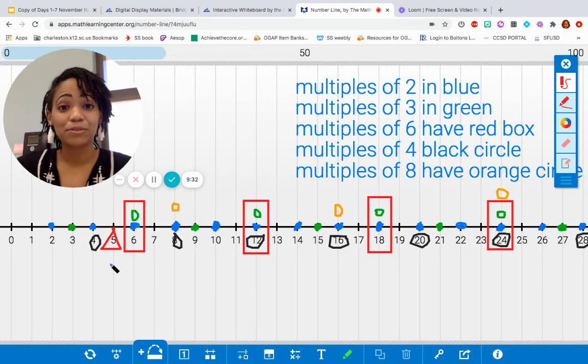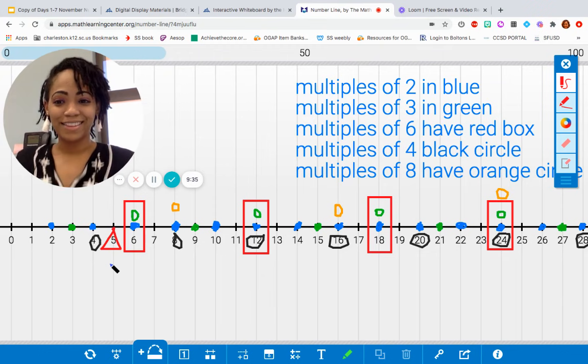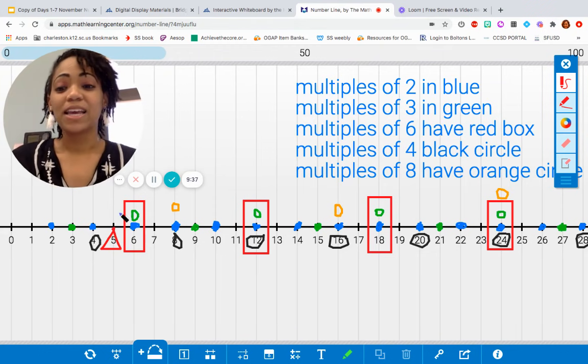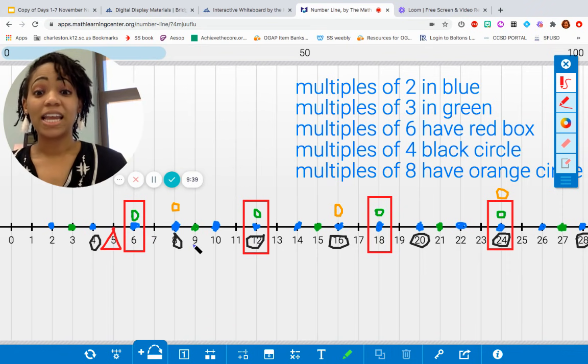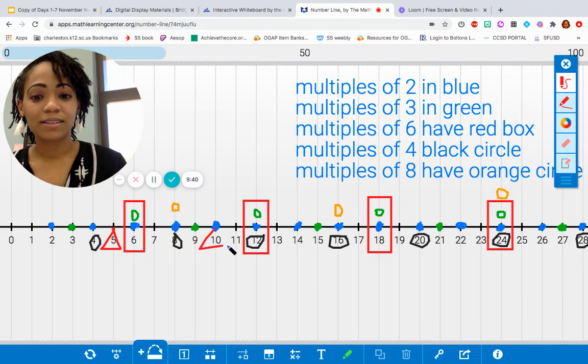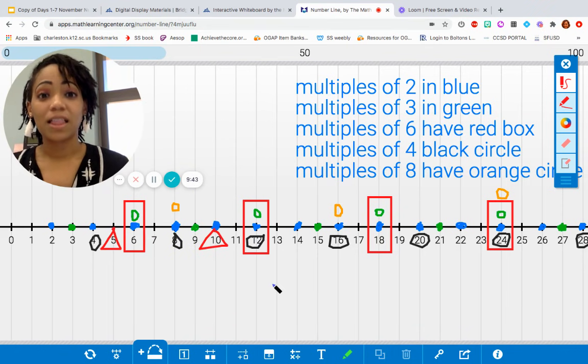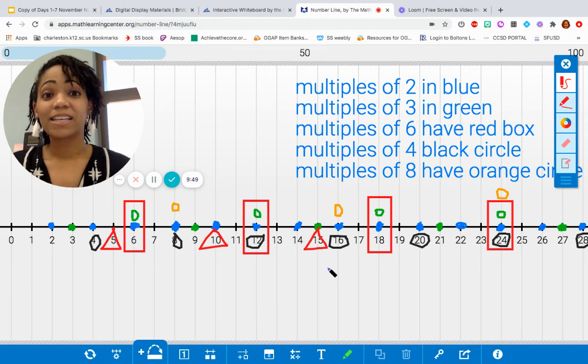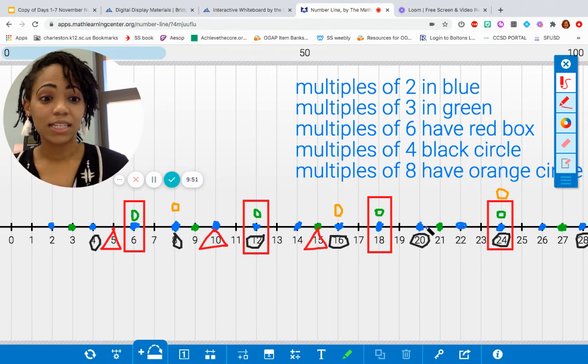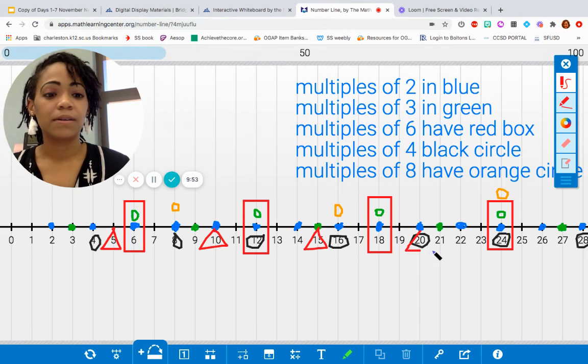Ready? So we shouted out our first multiple. How many multiples do we have so far? Yeah, that was an easy one. I know. Okay, so 6, 7, 8, 9, 10. Good. 15. 20. I'm going to stop you there.